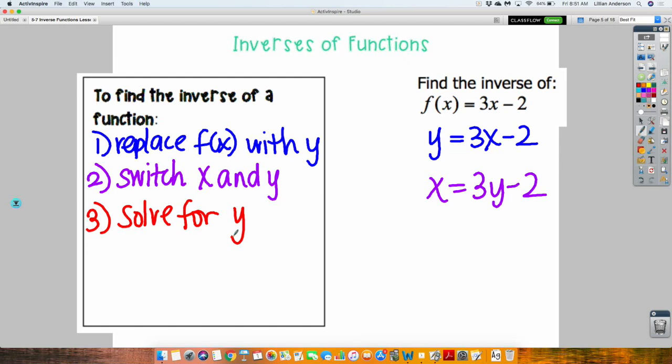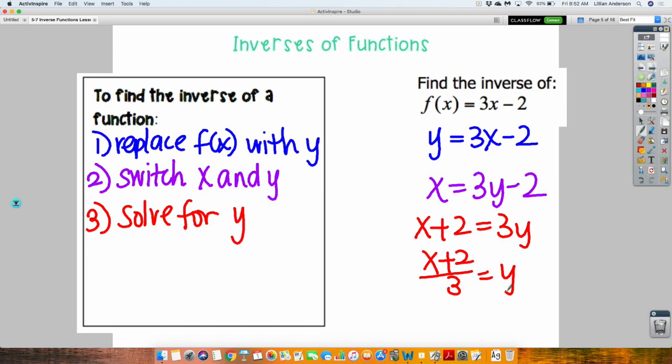And I lied, it's not 5, it's 4. Because we're almost done. Okay? So to solve for y, I have to get it by itself. Old school algebra. How do I get y by itself? I add 2 to both sides. And then I divide by 3. Okay?